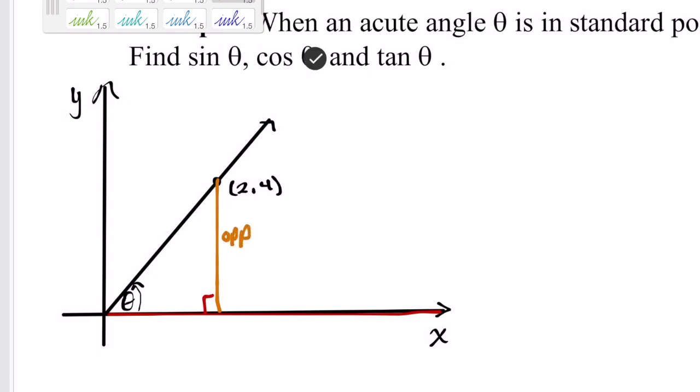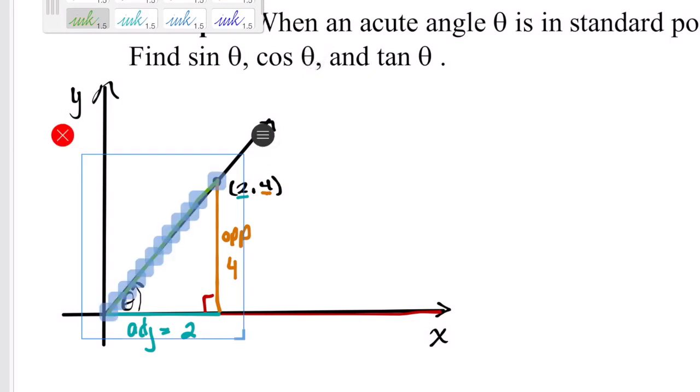And that's going to take my y value, so 4. My adjacent side down here is going to take the x value, which is 2. And then I need to figure out what my hypotenuse is. So this line here that's across from my 90 degrees.